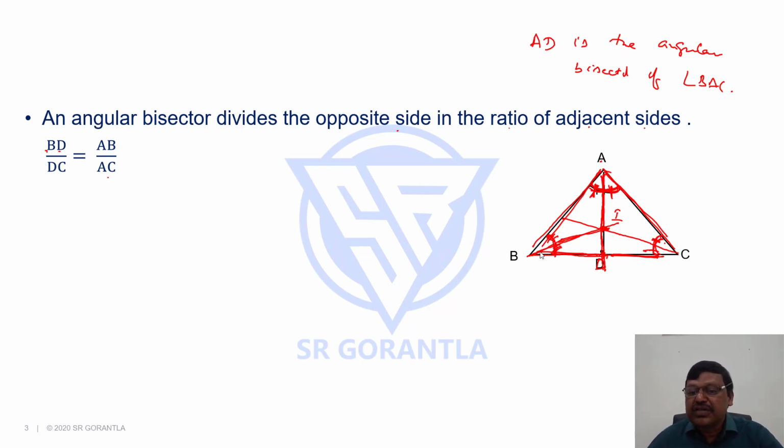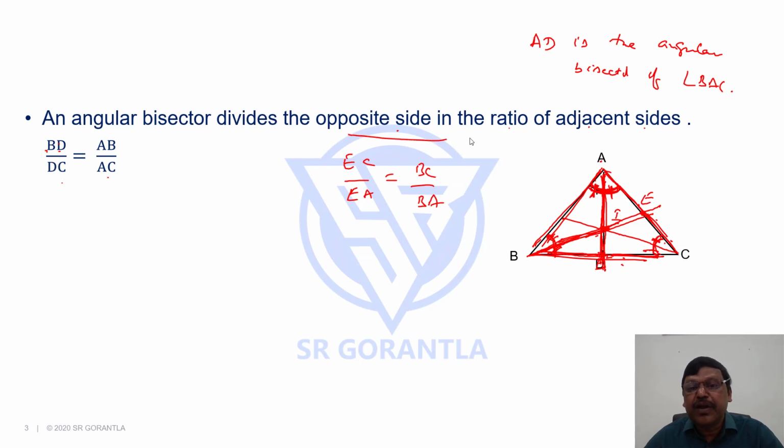Let's consider one more. Suppose from B, if I extend a line that cuts AC at, let us say, E. Now BE will divide AC in what ratio? You can say EC by EA will be the same as BC by BA. So this is the important property of an angular bisector. And here, this is the internal angular bisector. That's why AD is dividing BC internally as BD and DC. It is dividing them internally.